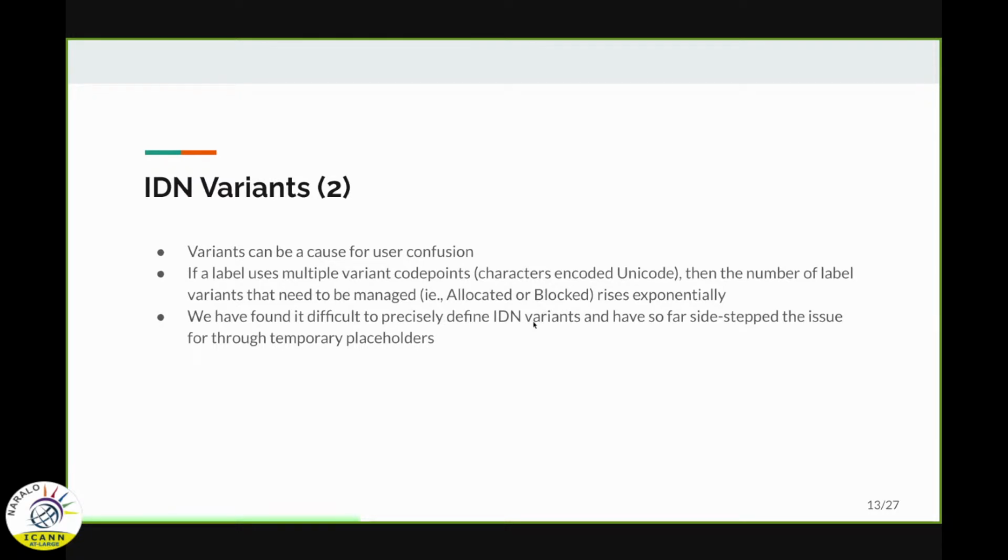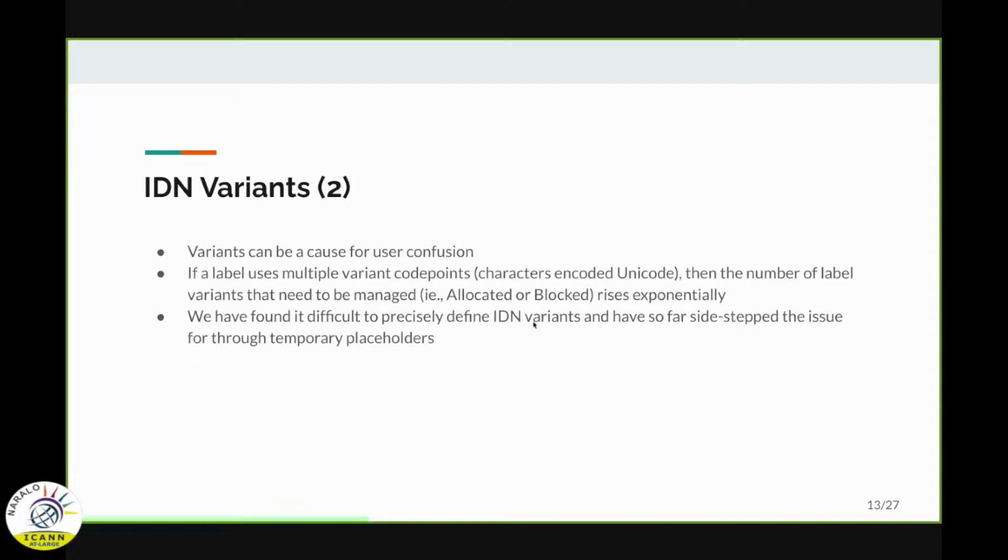If a label uses multiple variant code points, suppose you have a GTLD that is using variants, and then you have a second label, another word that's also using variants. Now this becomes a combinatorial explosion. The number of allowable variants rises rapidly.